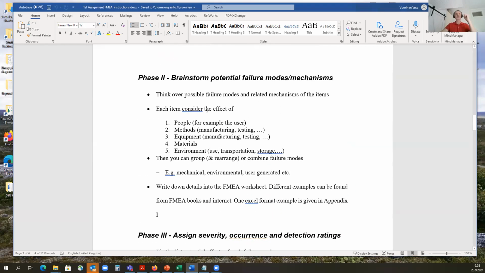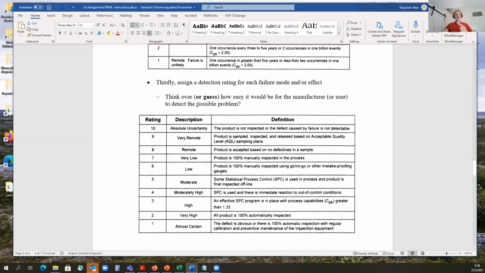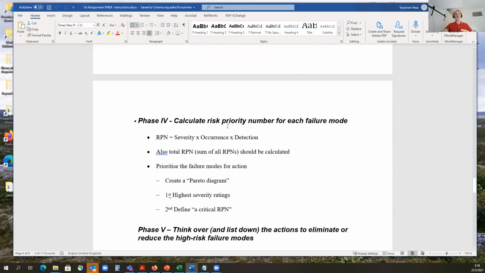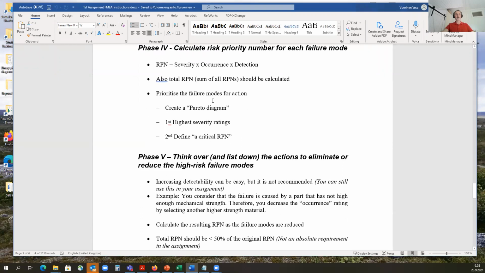And then you do all these things. So this is what I've already gone through. So brainstorm the potential failure modes, you assign the numbers. So these are all the same as we already went through. You calculate the RPN by multiplying the severity, occurrence, detection. You calculate the total number. Then you prioritize the failures. So you do the Pareto diagram. You first work on the highest severity ratings. Then you define the critical RPN, meaning that, okay, these are the failures we need to work on, and these are what we can forget. So you need to have, let's say, 30 modes, and then here you define that, okay, let's work on these 10 or whatever.